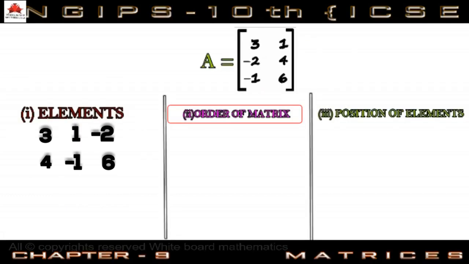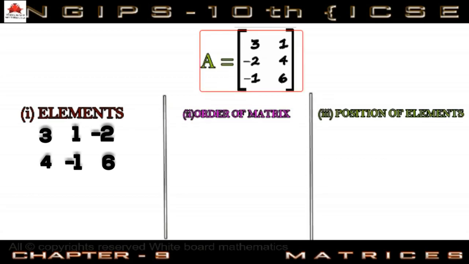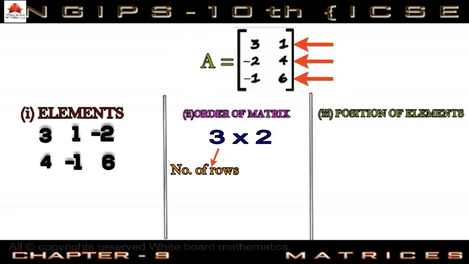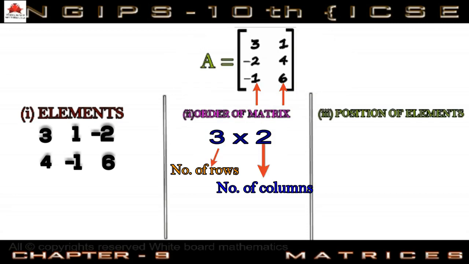What is the order of the matrix then? This matrix A, we can clearly see, has 3 rows and 2 columns. The order of this matrix is 3 by 2. Yes, this is the order of the matrix. Don't forget, the number of rows first and then the number of columns.